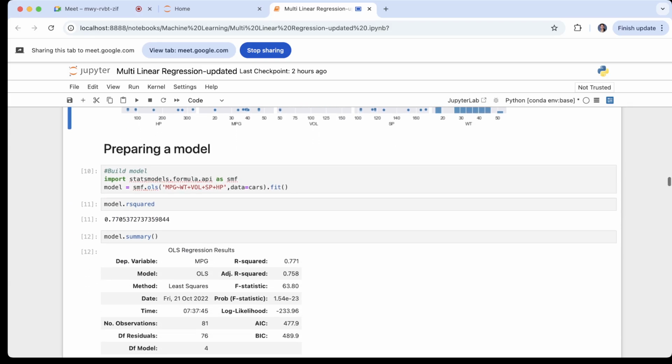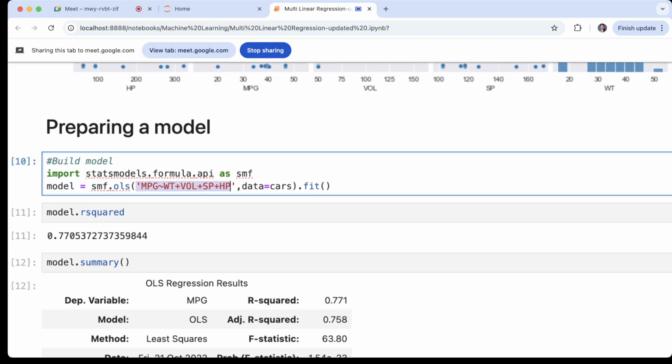Now for now we will prepare the first model. So first, we will import this library. We have already imported it on top, but importing again. Then from SMF, SMF is the alias, import the function OLS. OLS stands for ordinary least squares.